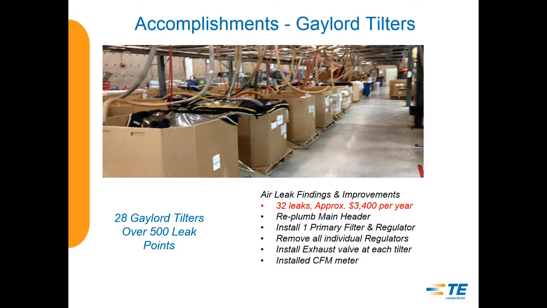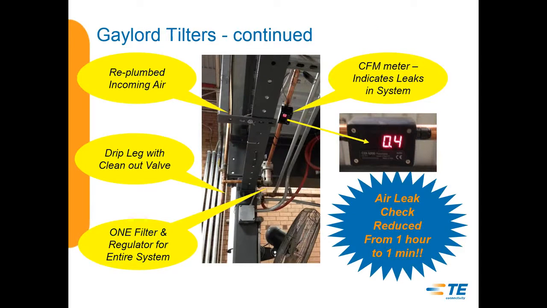We put it all on one main feed. We installed a primary filter regulator so we could keep the air clean. We pulled off all these individual regulators that had a lot of potential for leaks and getting damaged with forklifts and stuff. We installed a valve at each tilter so we could cut it off if we did need to make a repair. Then we installed a CFM meter to tell us how much air we're using in that area.